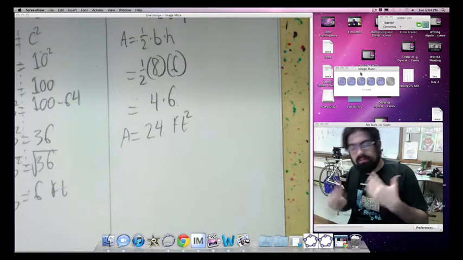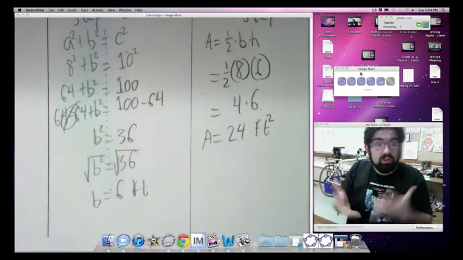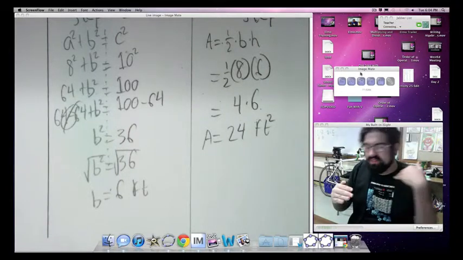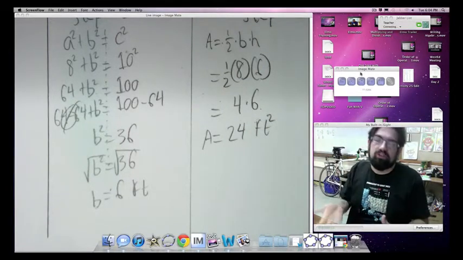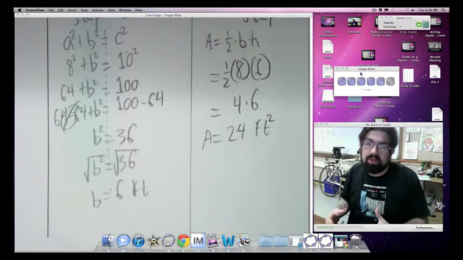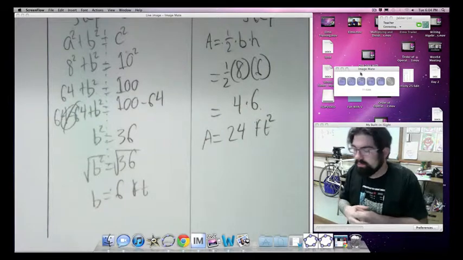So the Pythagorean theorem was really useful if I was trying to figure out the area of the triangle and all I knew was a leg and a hypotenuse. I used the theorem to figure out what the other leg was equal to. And that's where the big payoff is for the Pythagorean theorem.